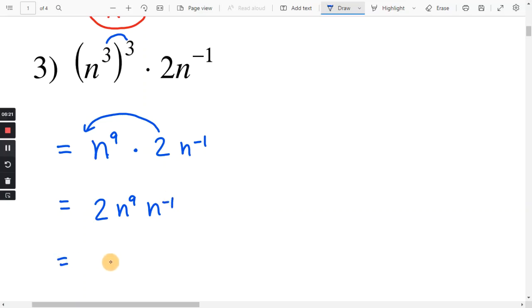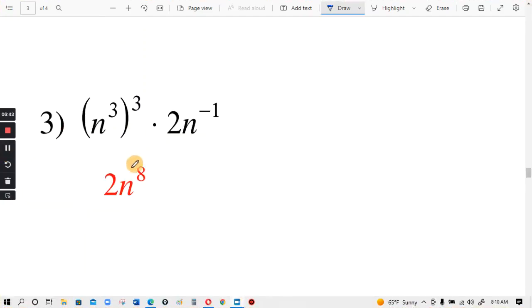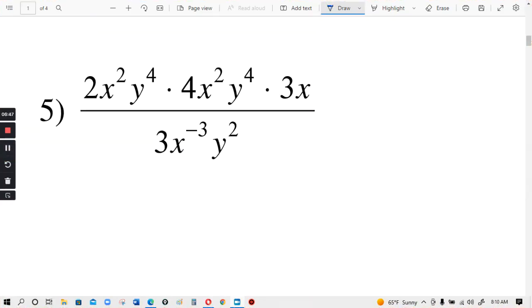So now we can see that we both have n's right here. We keep the 2, we keep the n, and the exponents get added. 9 plus negative 1 is just 8. Final answer. And it matches the answer they got for number 3. All right, let's look at number 5.